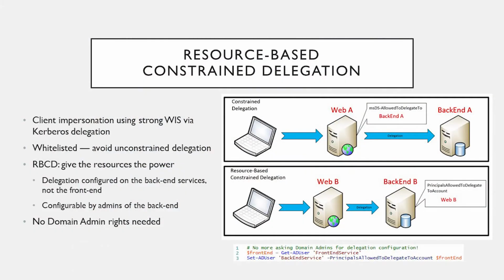First of all, the back-end party gets to decide who can delegate to it, which makes sense. It's the trusting party in that relationship. And second of all, it's configurable by admins of that back-end resource. You don't have to be a domain admin, as is typically the case with the traditional constrained delegation. And furthermore, it's doable with 2 lines of PowerShell. There's an example there in the bottom right.